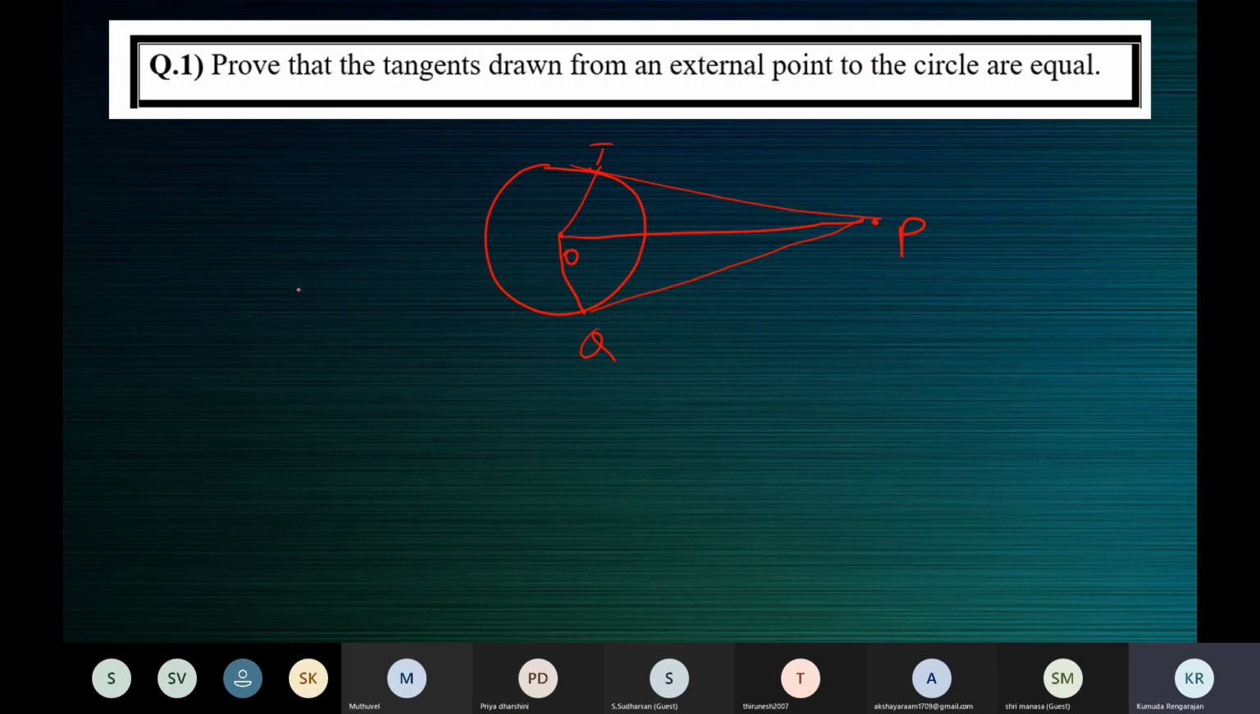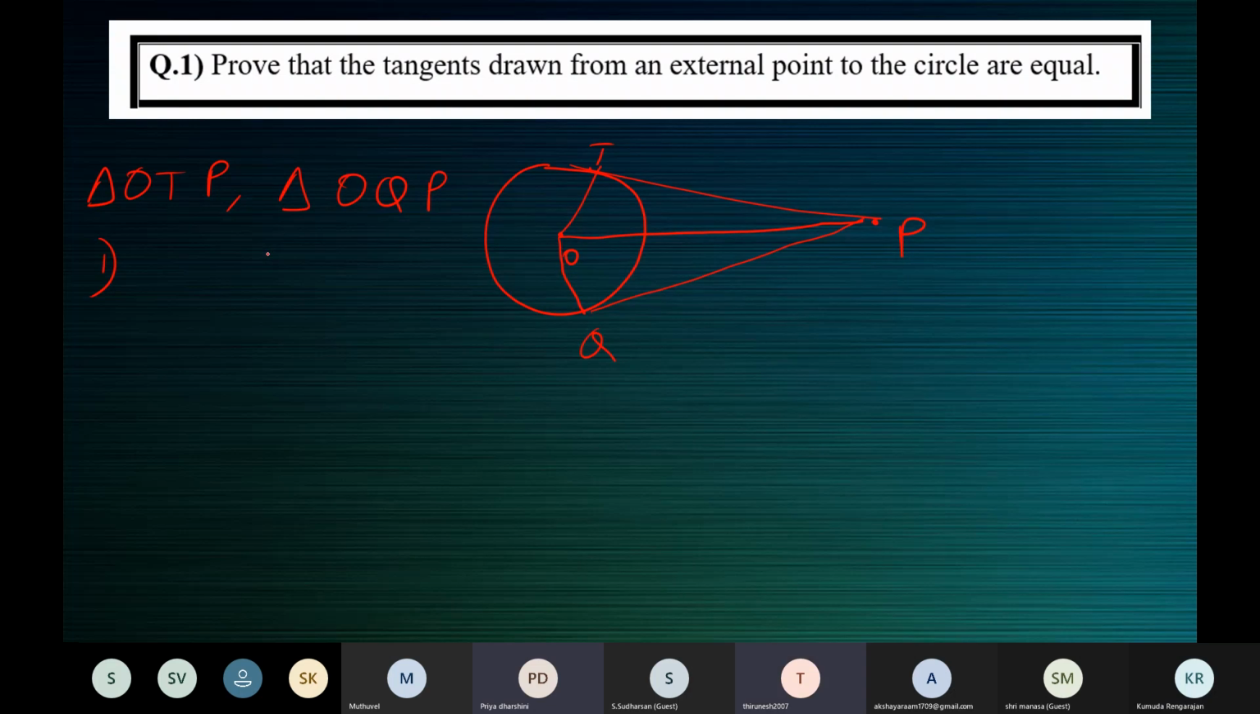Now, which are the two triangles we need to take up and prove are congruent? Triangle OTP and OQP, ma'am. Okay, so we have to take triangles OTP and OQP. Tell me the three equalities. OT equals OQ, ma'am, because they are radii of the same circle.